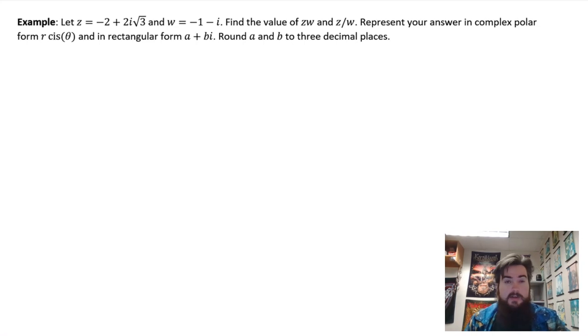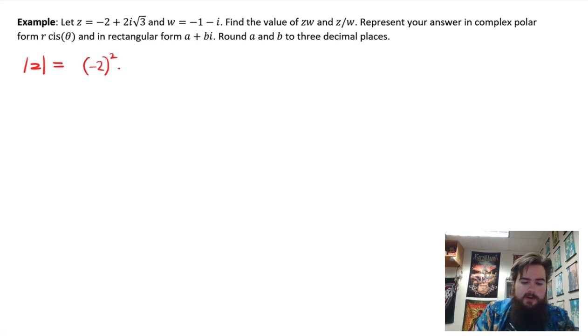In this case, in order to get to complex polar form for both z and w, we need to find both the modulus and argument for z and w. Let's do that real fast. For z, we need to find the modulus of z, which happens to be, using the Pythagorean theorem, negative 2 squared plus 2 square root of 3 squared, all under a square root.